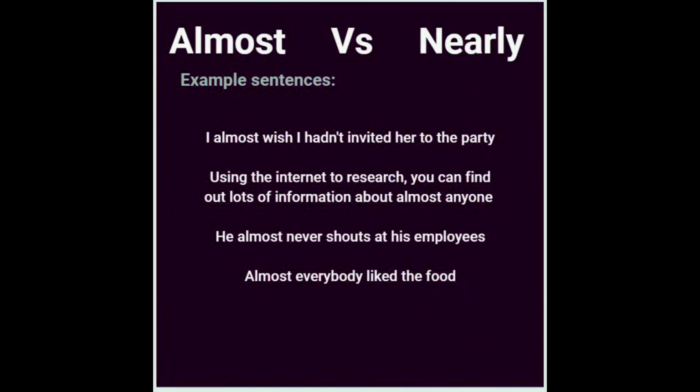For example, I almost wish I hadn't invited her to the party. So in this sentence, we want to say, oh, I wish I hadn't invited her to the party, but we don't want to be very rude. So we can say, I almost wish I hadn't. Second example, using the internet to research, you can find out lots of information about almost anyone. As you can see, we use almost and then any.